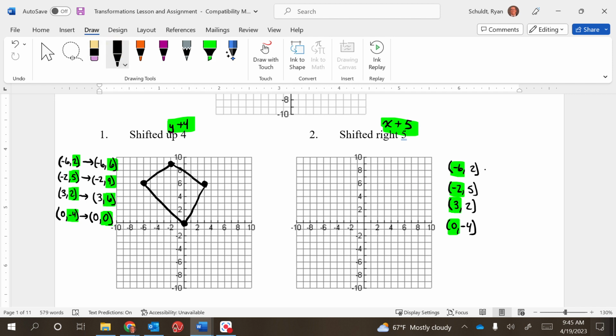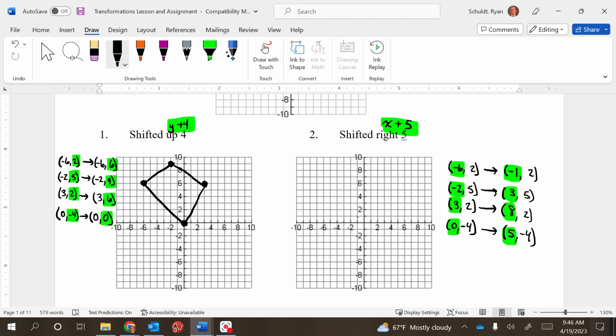So -6 plus 5 gives me -1, 2. -2 plus 5 gives me 3, 5. For 3, 2, 3 plus 5 is 8, 2. And 0 plus 5 is 5, -4. So again, I just took my x's and added 5 to them.